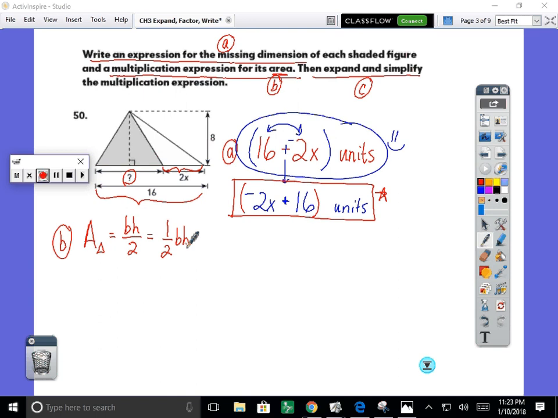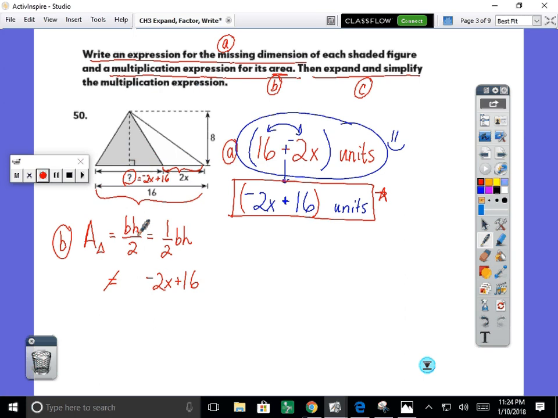Well, this shaded region, how long is its base? Oh, didn't I just find that? This unknown piece was negative 2x plus 16. So I'm going to use that in my formula. I'm looking for, you know what, not sure I want that equal sign. The reason why I say that is we're working on expressions. So maybe I'll just take the base times height. I'll take the base, negative 2x plus 16, and I have to multiply it times the height.